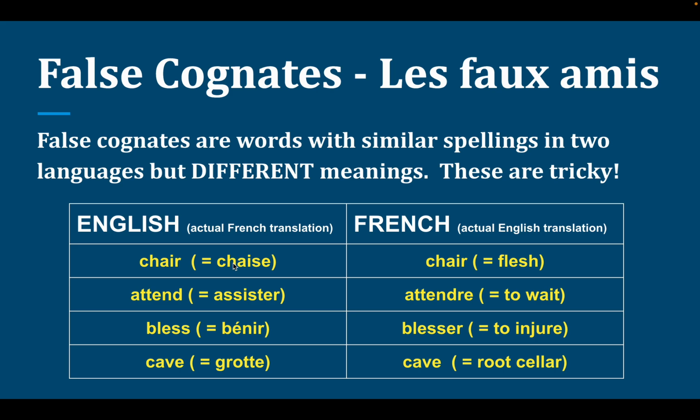Chair, which in French is actually a chaise, and chair, which in French means flesh. Attend, which in French translates as assister, and attendre, which means to wait in French. Bless, which in French is bénir, and blesser, which means in French to injure somebody. A cave in French is une grotte, whereas a cave in French is a cellar or a root cellar. So pay careful attention to false cognates, les faux amis.